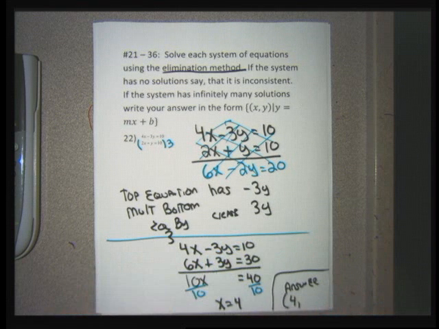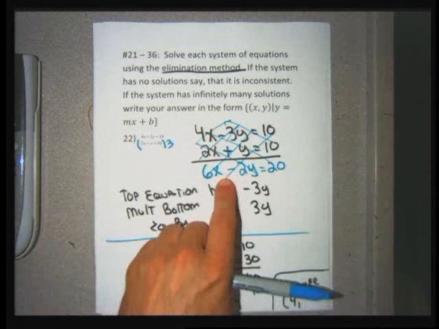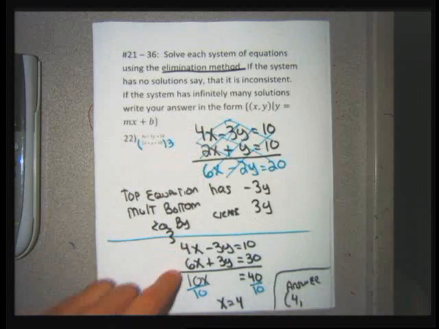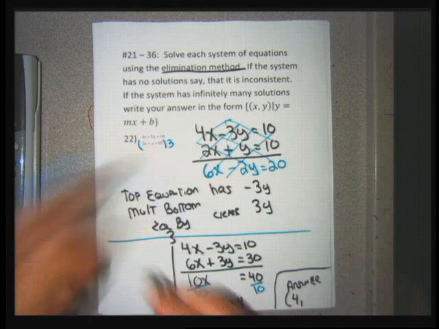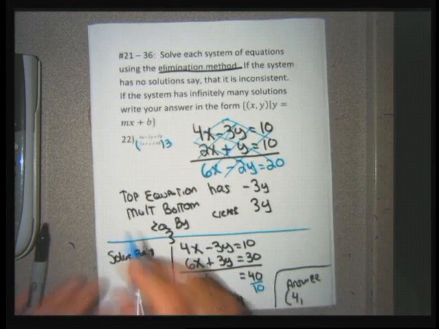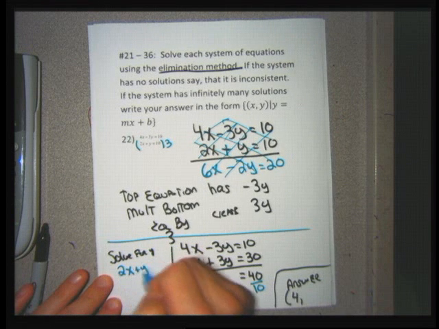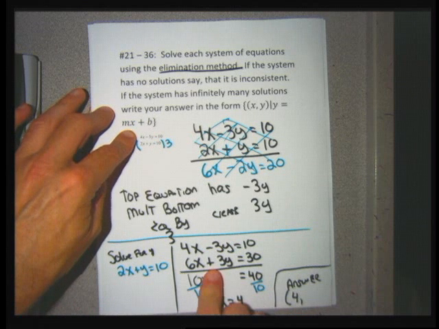I need to come up with the corresponding y. Unfortunately, it's not as easy to get the second letter using the elimination method as it is the substitution. What I need to do is take this value of 4 for x and plug it into any equation. I could plug it into any of these equations. I'm going to plug it right into that equation right there. So when I go to solve for y, I'm going to use the equation 2x plus y equal to 10, but I could have used 4x minus 3y equal to 10, could have used 6x plus 3y equal to 30.